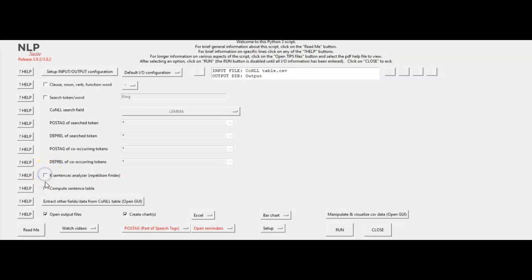And finally, we can compute a sentence table, which gives us summary statistics, for example, such as the mean length of a sentence, the median length of a sentence, the mode, the max, etc. It's summary statistics. And that was the ConLL Table Analyzer.